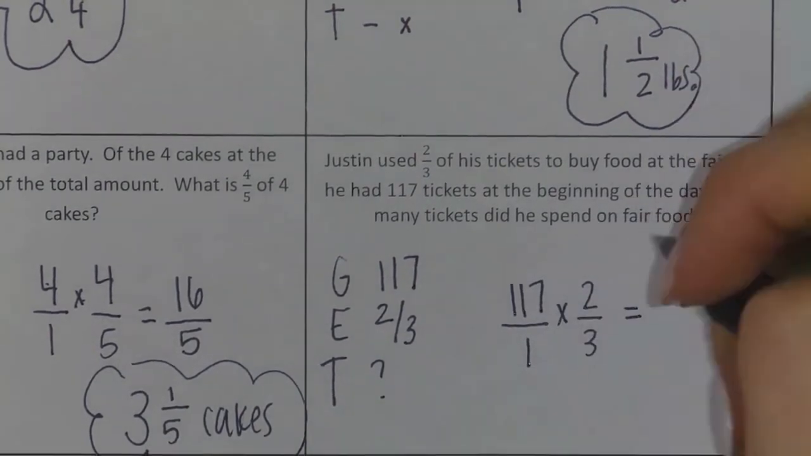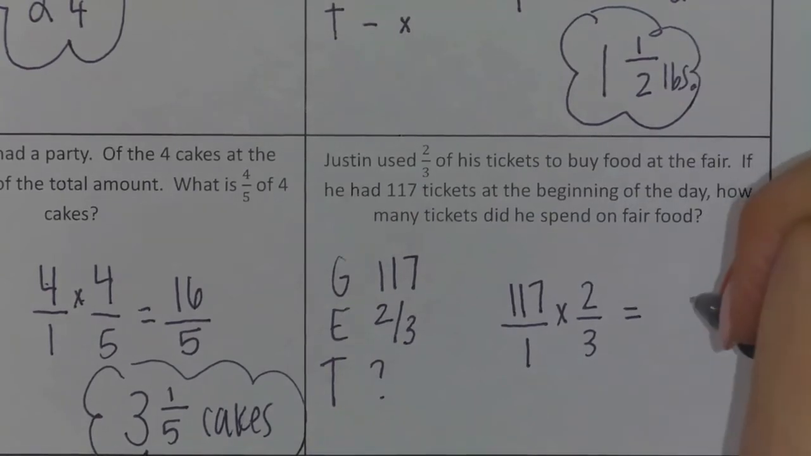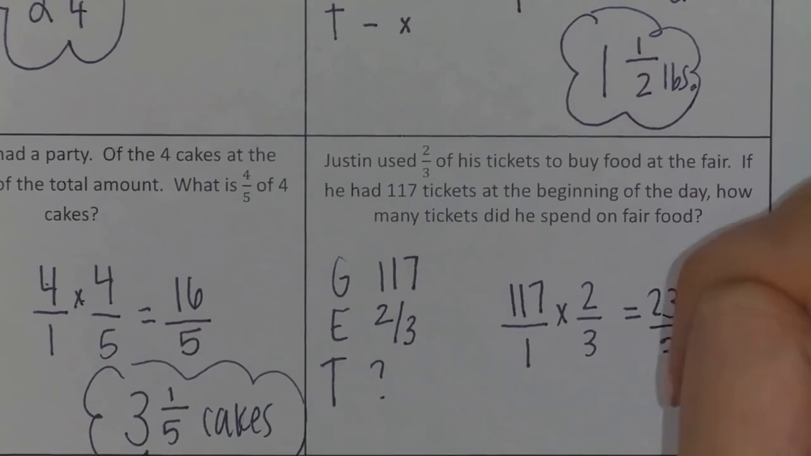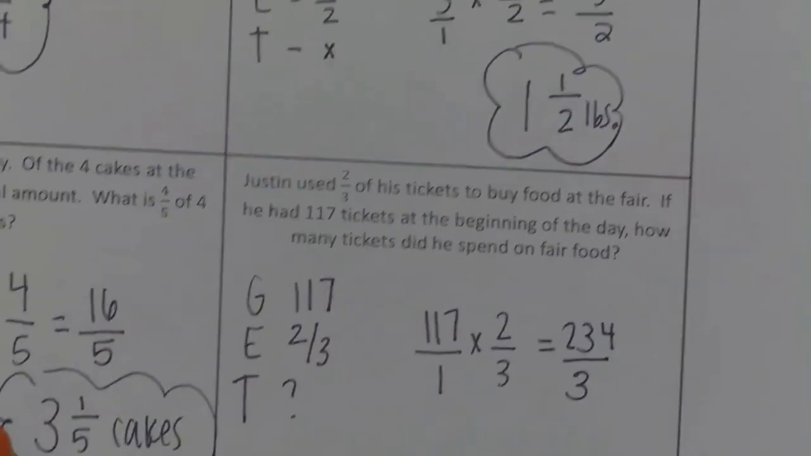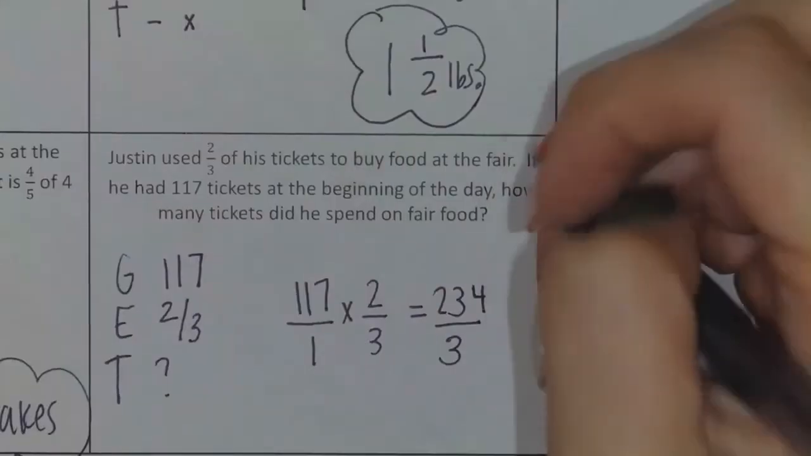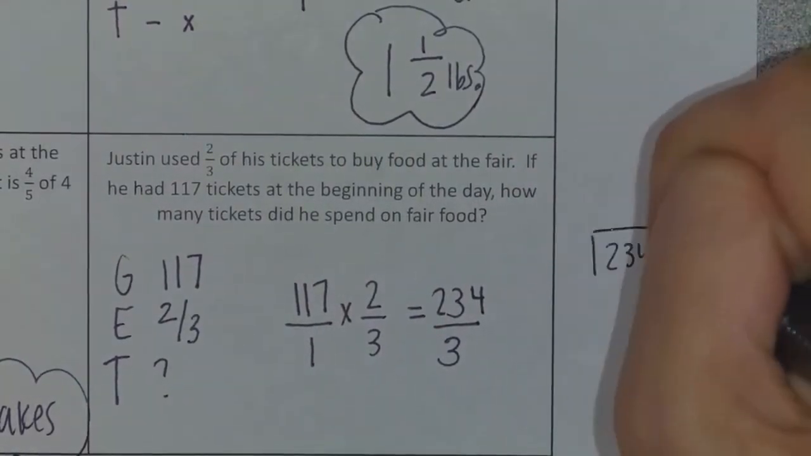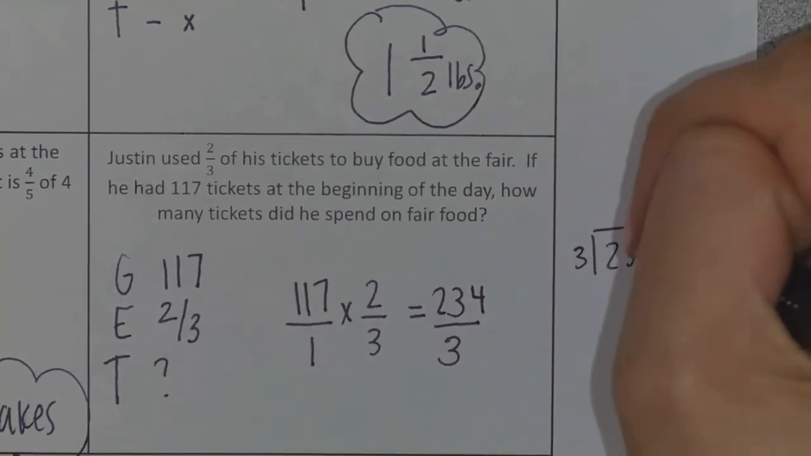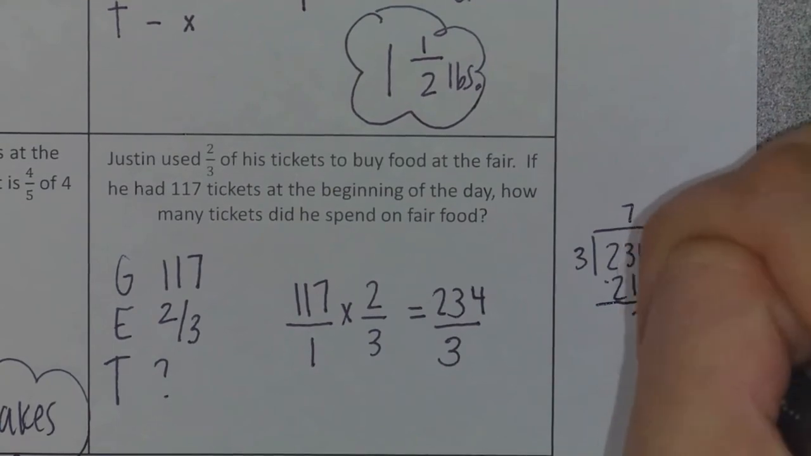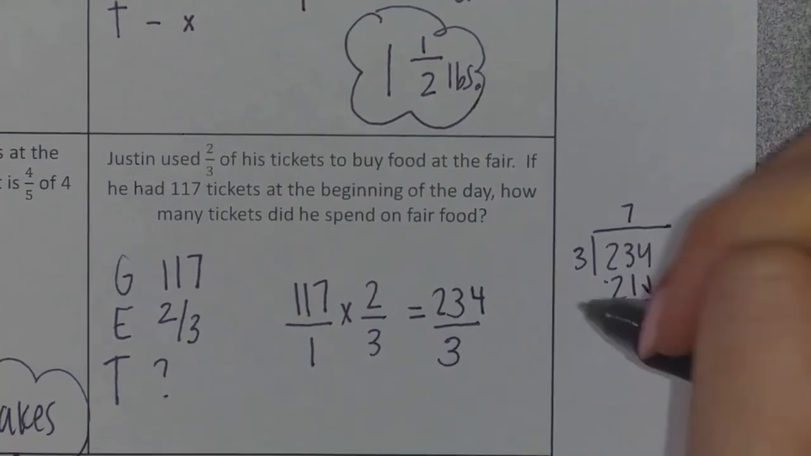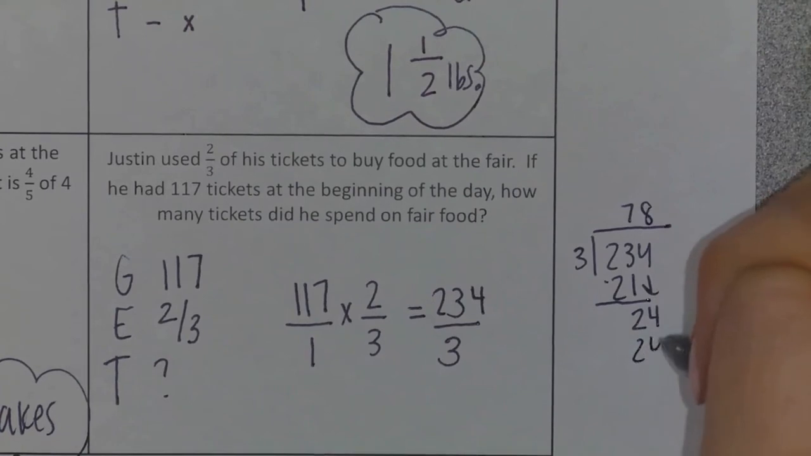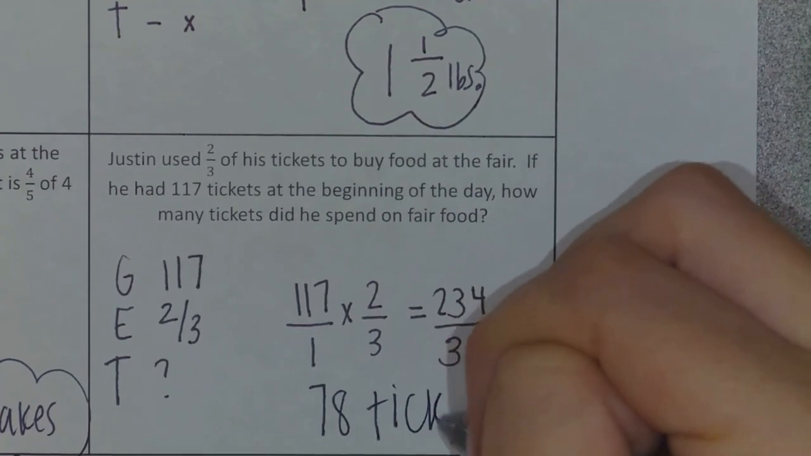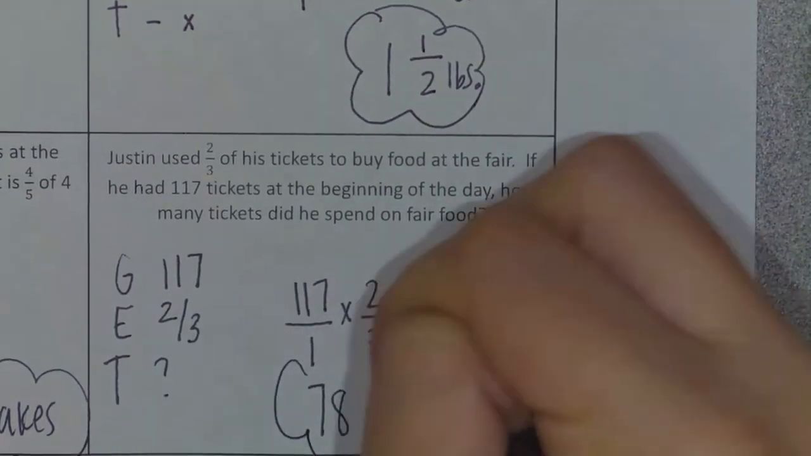So when I multiply 117 times 2, let me do some math in my head. So that would be 234 divided by 3. So I'm going to come over here to the side. Here we go. I have 234 divided by 3. 3 can't go into 2, but 3 can go into 23 a total of 7 times. Gives me 21. And then I have 3 goes into 24 8 times. So Justin spent in total 78 tickets on food at the fair.